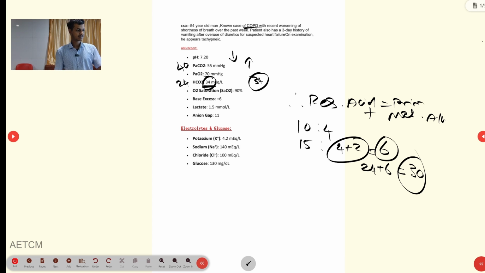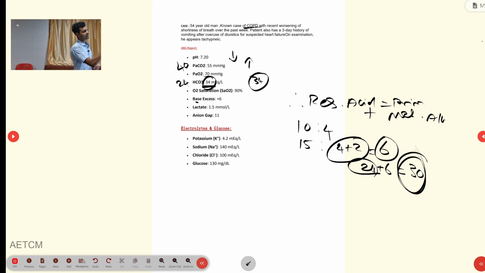So 24 plus 6. Why did we take 24? It is the mean base value for your HCO3. From there a rise of 6 should be there. So the expected HCO3 level is 30, but here we are seeing a level of 34. So the HCO3 is in excess of the expected HCO3 level, and ultimately it leads to the secondary condition, that is your metabolic alkalosis.